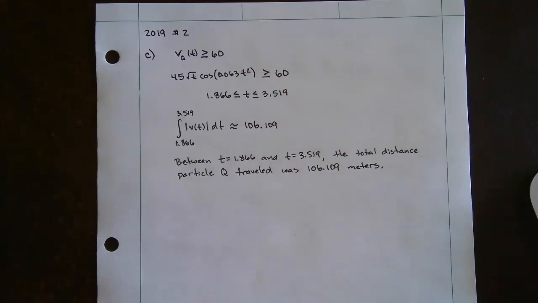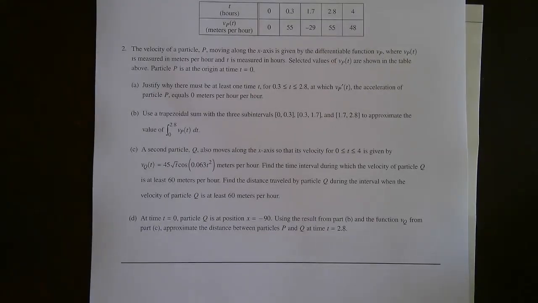Okay, and that's the correct answer for part C. So let's go ahead and go on to part D. For part D, it says at time t equals 0, particle Q is at position x equals -90. So it's on the left of the x-axis. That's its position at time 0.